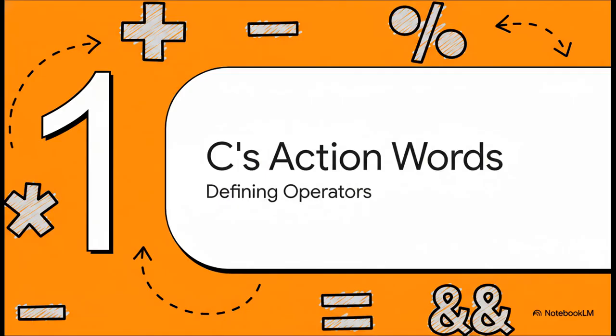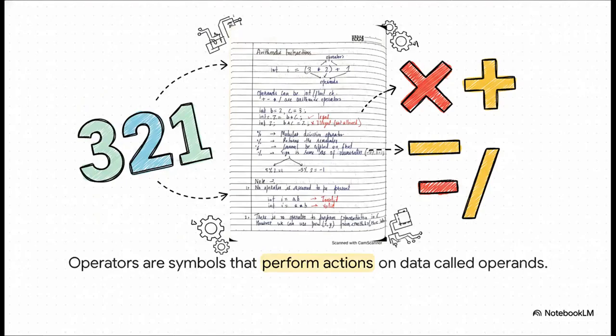Okay, first things first. Let's really nail down what these action words are. In C, we call them operators. And trust me, they're at the heart of everything. So, take a look at this. It's a perfect way to see what's going on. The numbers themselves, the data you're working with, those are called operands. Simple enough, right? And the symbols doing the work, the plus sign, the multiplication sign, those are the operators. They're the ones actually performing the action on the operands.